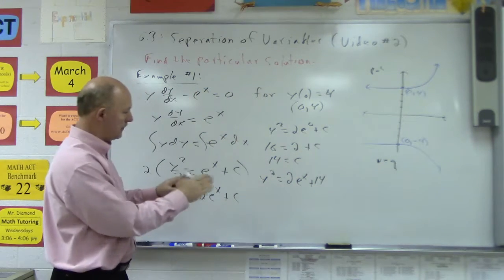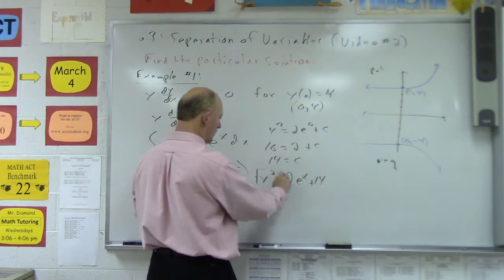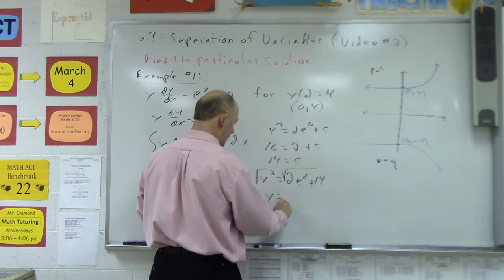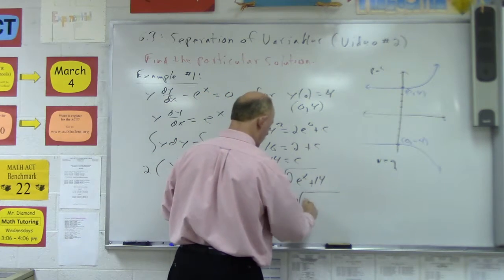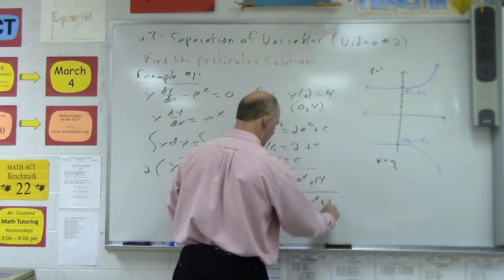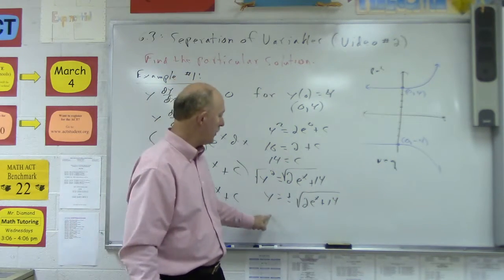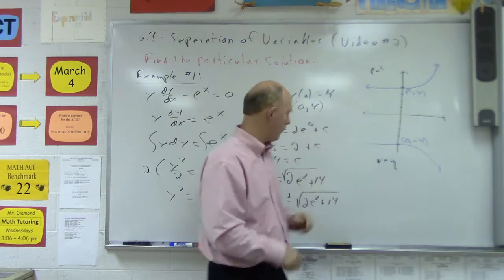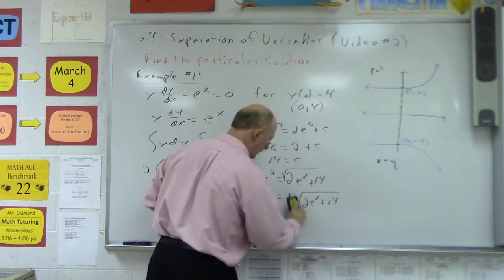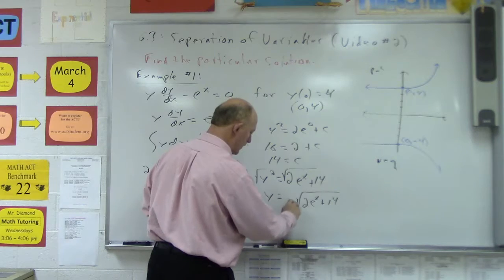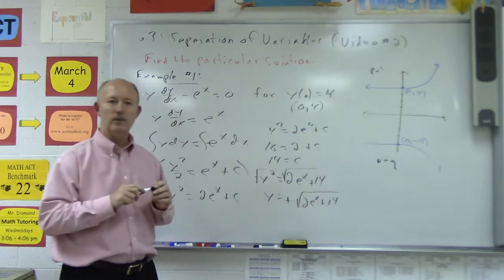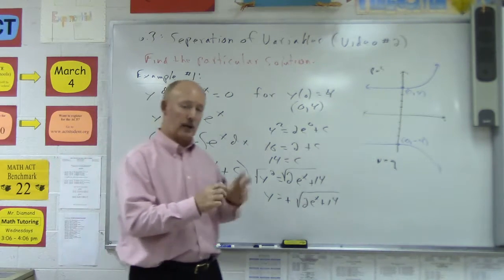If you look at the final solution here, we're going to take the square root of both sides. So y equals plus or minus the square root of 2 e to the x plus 14. Now you've got 2 solutions. Remember, we want the one that passes through the point 0, 4. So the negative, we're going to drop. This should be plus the square root of 2 e to the x plus 14. So you've got to watch out.